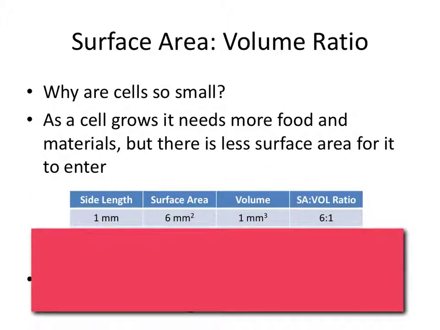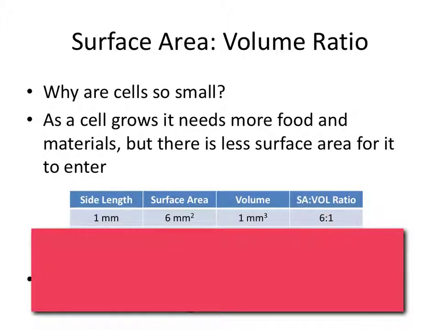So imagine you had a cell that were a cube. Now cells aren't really cubes, they're usually blobs, although plant cells could be cubes. And we have a small cell, let's say it's 1 millimeter on each side, so 1 millimeter cubed. So quickly the surface area of that would be 6 square millimeters, and its volume would be 1 millimeter cubed, which would give it a surface to volume ratio of 6:1.